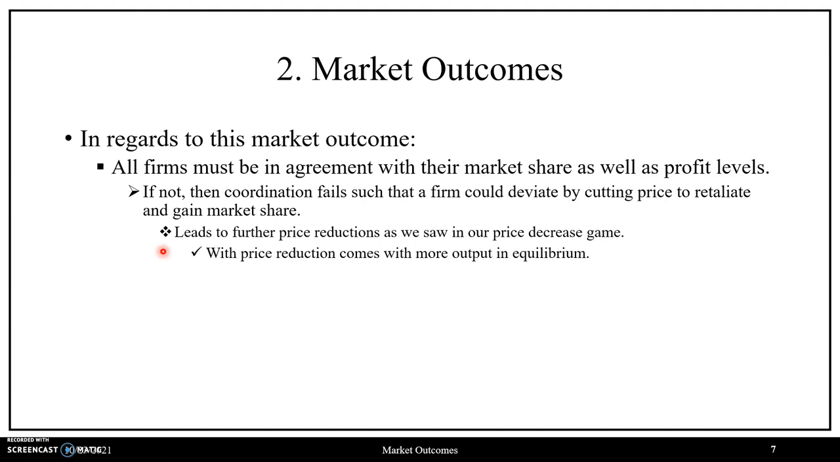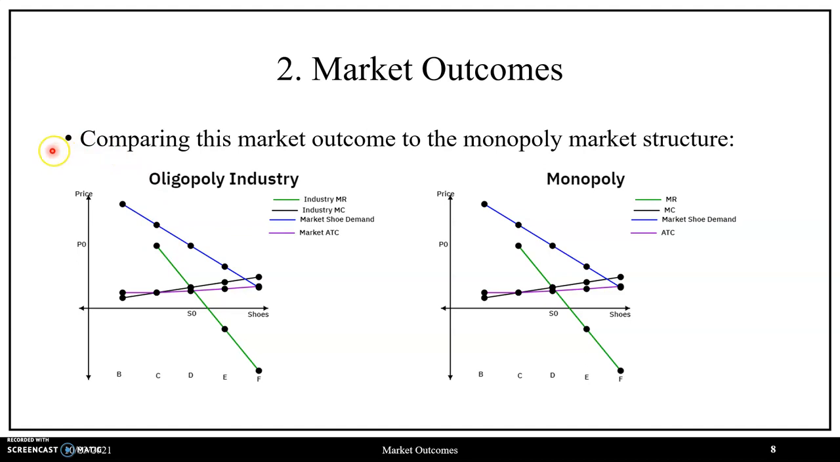So then it would deviate from the monopoly outcome, and it would vary somewhere between the monopoly and competitive market outcome. So then, with this in mind, let us now compare this market outcome of the oligopoly industry that's coordinating to that of the monopoly market structure. So here we have our oligopoly industry on the left. This is precisely the same as the graphical illustration that we saw on the previous slide. And then on the right, we are now introducing our monopoly market structure.